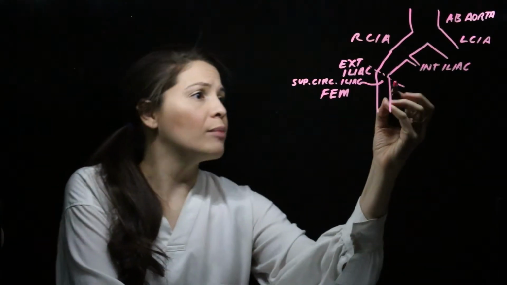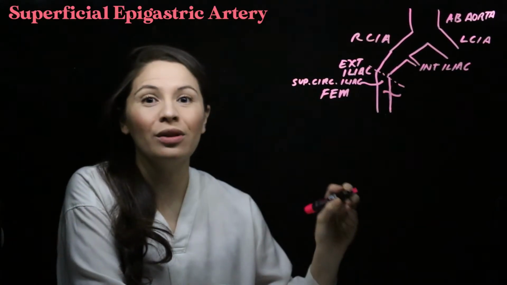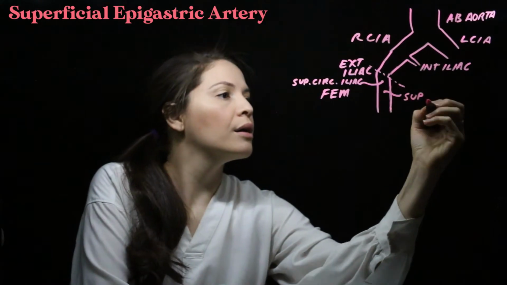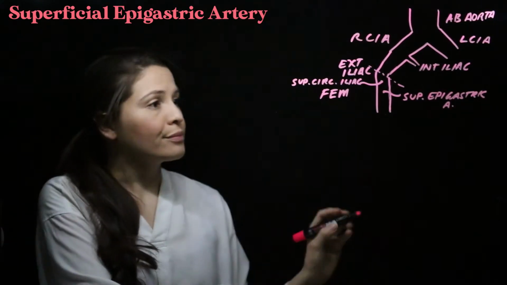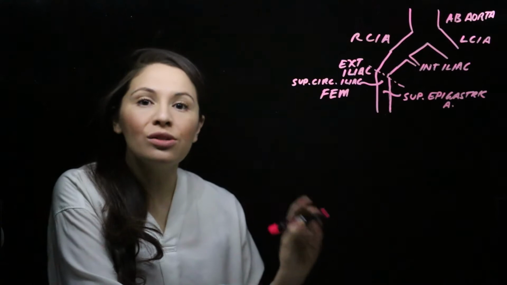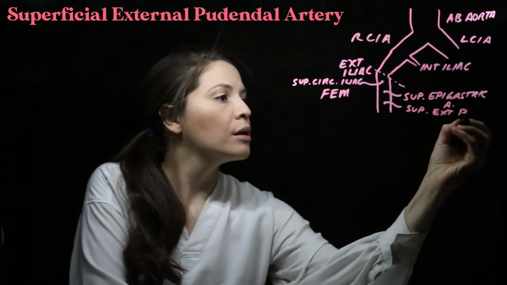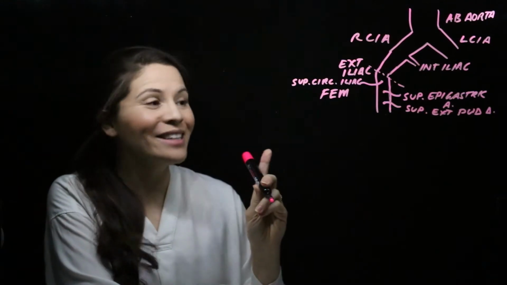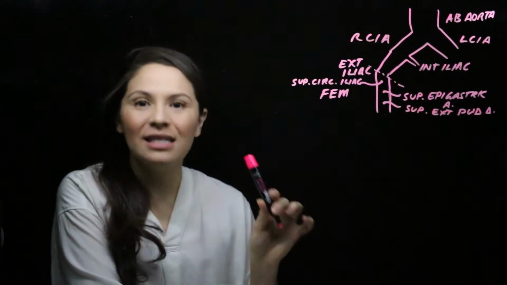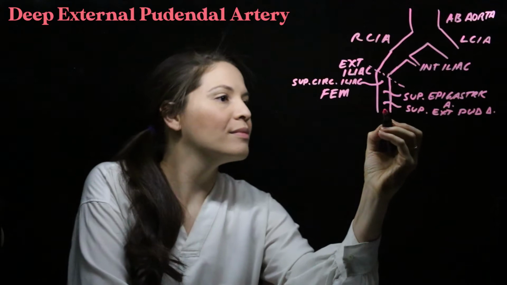And the next branch to come off is the superficial epigastric artery. The next branch to come off is the superficial external pudendal artery. The next branch again to come off is now the deep external pudendal artery.